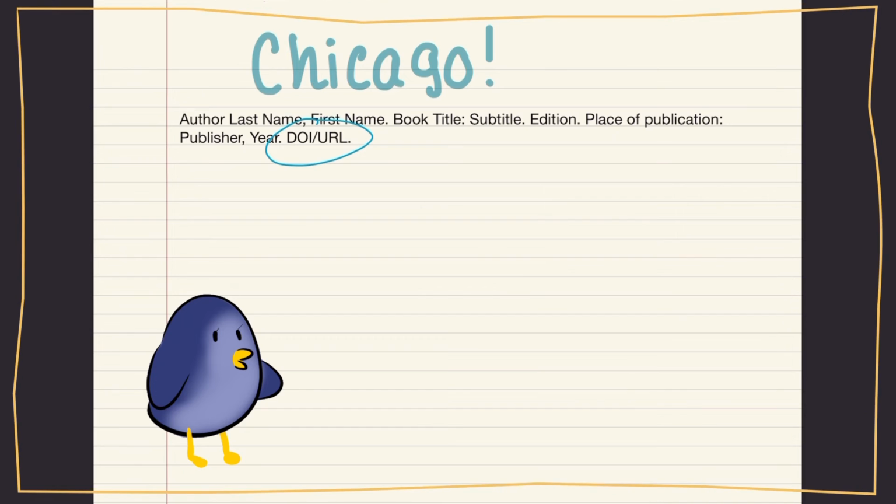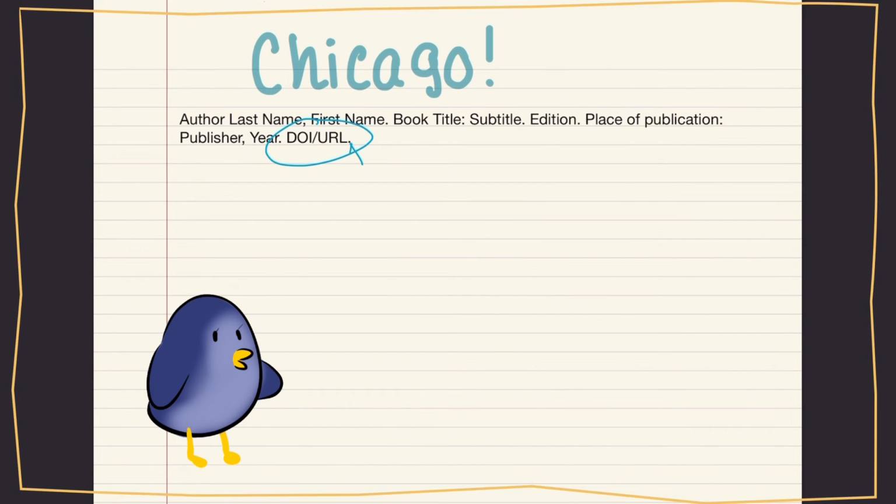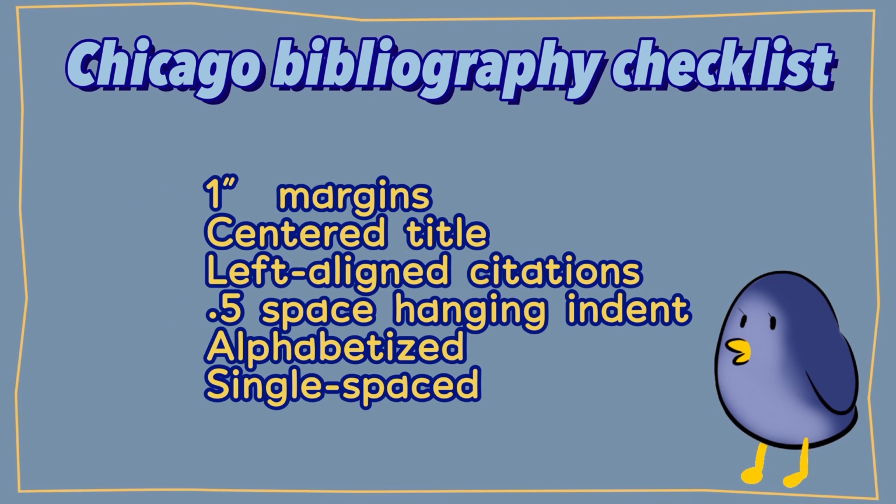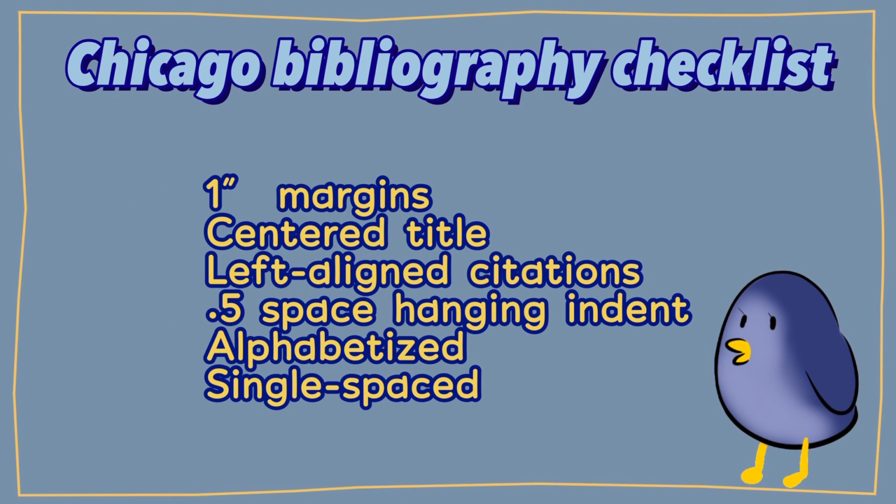And then, if you have this information, you would have the DOI/URL, followed by a period. Chicago-style bibliographies are formatted identically to APA style.